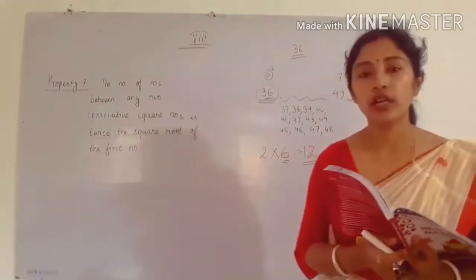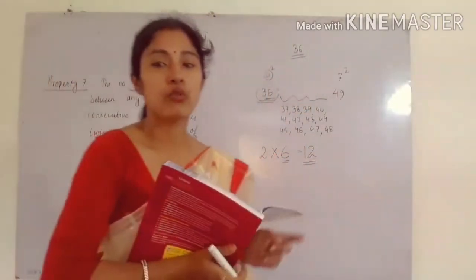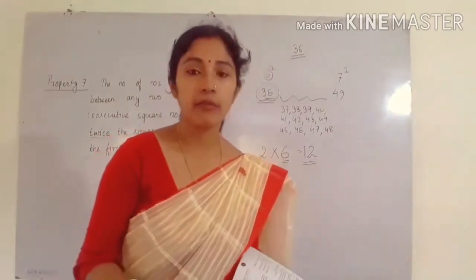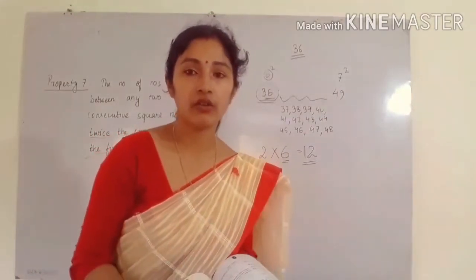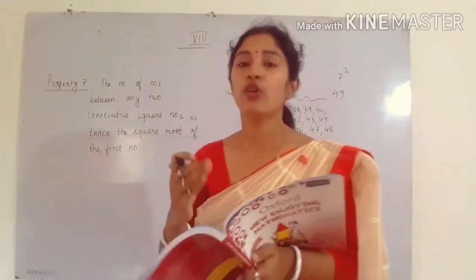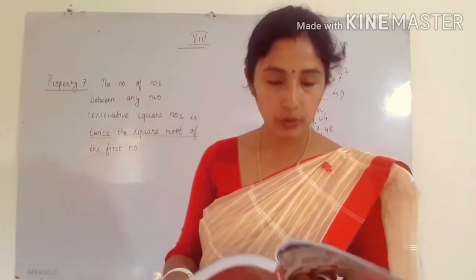So there are a total of 12 numbers between these two consecutive square numbers. Like this you can take any other example and check whether you are correct or not. Okay, so this is the formula. That means you have to do what? 2 times the square root of the first number. So this is about property 7.